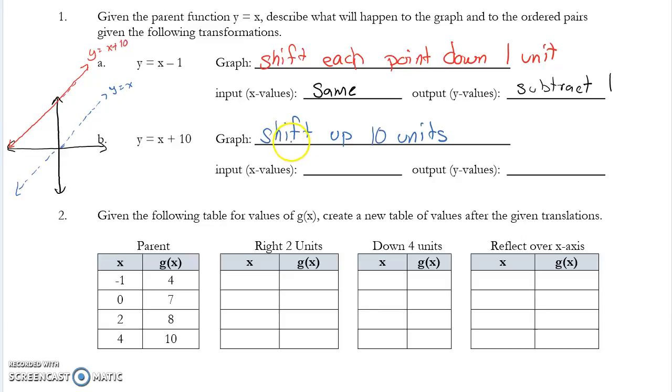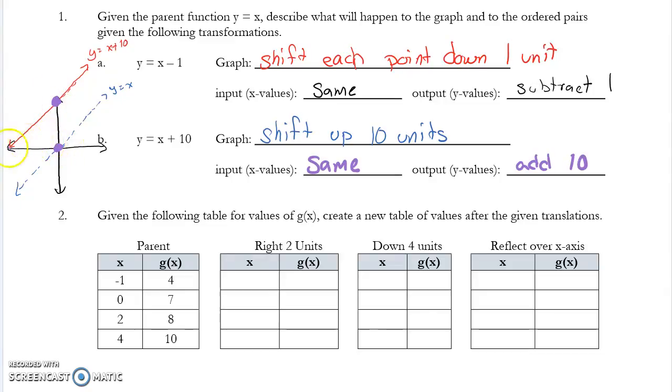So for this one, again, I say that this is a shift up 10 units because the way I see it, I've taken something like 0, 0 and moved it to 0, 10. I look at from the input values, and my input stayed the same, and my output, I add 10. But you could have said that you shift this left 10 units, and then your y value would have stayed the same, and your input value is subtract 10.